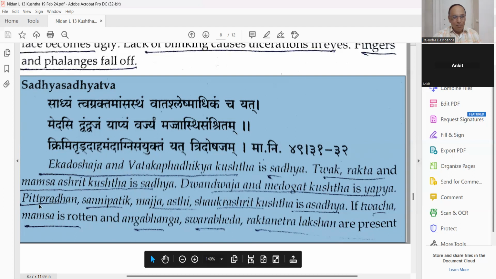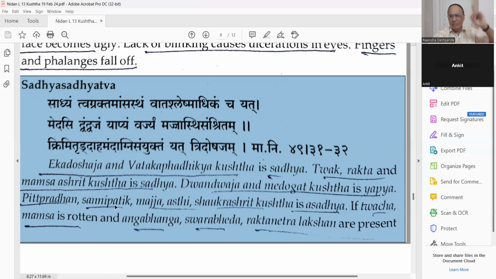Okay, next. Pitta pradhan, sannipatik, all doshas. Whenever it is sannipatik, whenever all the doshas are involved, always write down asadhya, bindas, asadhya. Three doshas, great? All disturbed. Majja, asthi, shukra dushti, asadhya, because it is going deep.